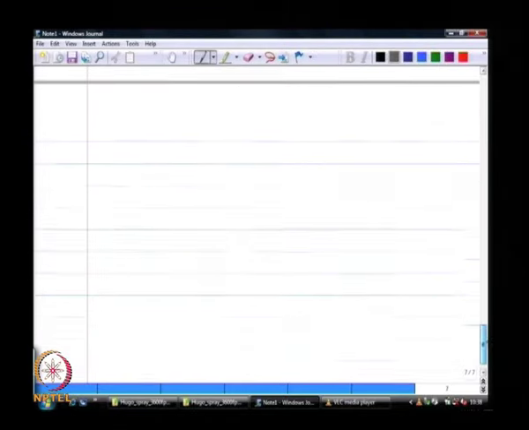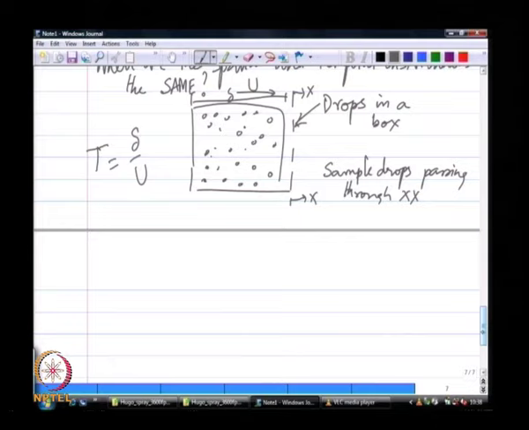So, really speaking, there are two assumptions I made, not one. One assumption is that all the drops are moving with the same velocity. I am going to show you where I cheated you into another assumption.